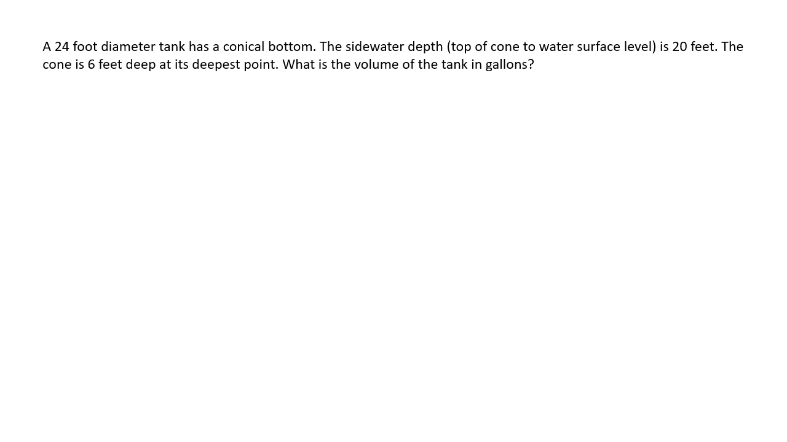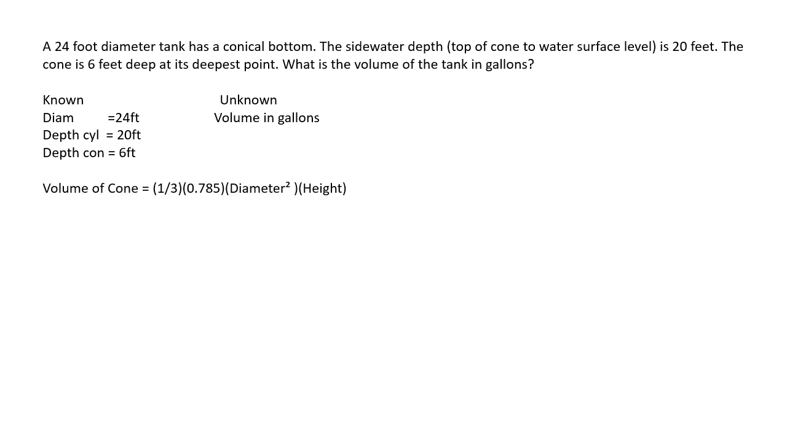A 24-foot diameter tank has a conical bottom. The side water depth, top of cone to water surface level, is 20 feet. The cone is 6 feet deep at its deepest point. What is the volume of the tank in gallons? All right, first let's pull out our known and our unknown from our word problem. So what we know is a diameter of 24 feet, the depth of 20 feet in the cylinder, and the depth of the cone is 6 feet. What we don't know is the volume in gallons.